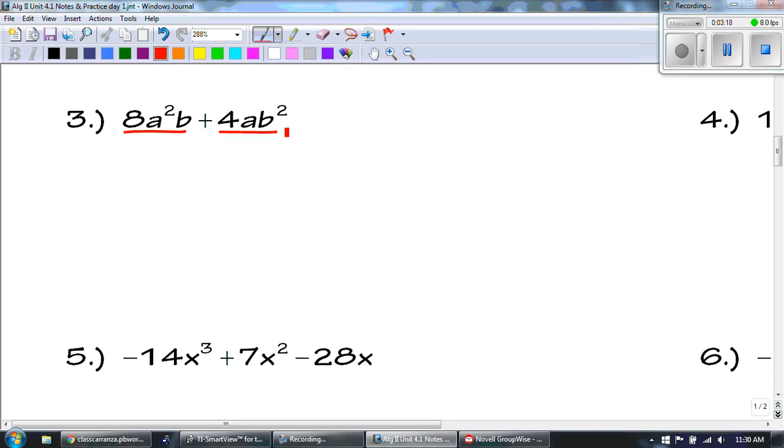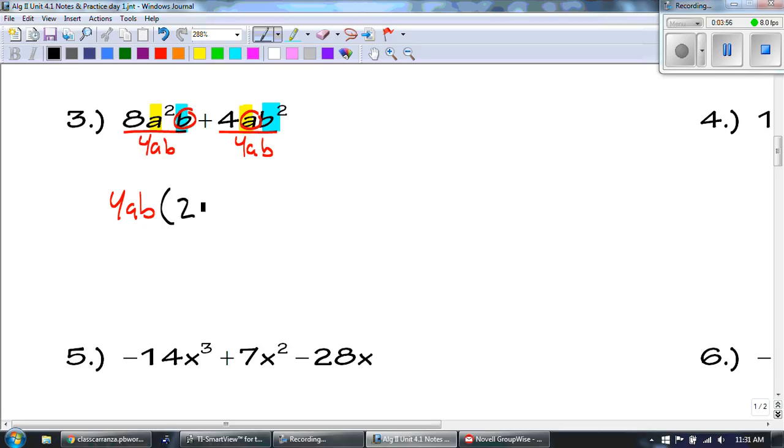So the key thing for number 3 is we want the greatest common factor, not just any factor. Don't just say, guys, it's 2. No, I want the greatest common factor, and the greatest common factor is 4. Now let's look at the variables. They both have an A. I look for the smallest one. And then they both have B, but I want the smaller one. So 4AB is my GCF, that goes out front, and now I divide.